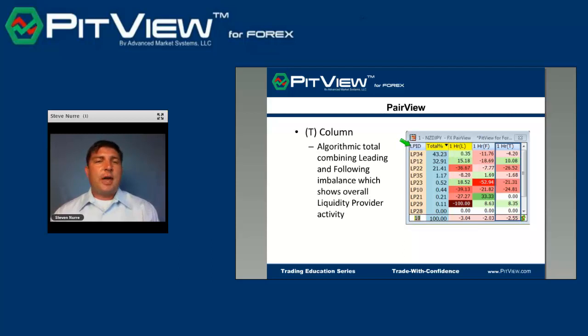The next question you're going to have for me is probably, which column do I use? Do I use leading, following? Do I use totals? For right now, I just want you to know what the columns mean. L means leading, F means following, and T means total. And we've talked about what leading and following mean.